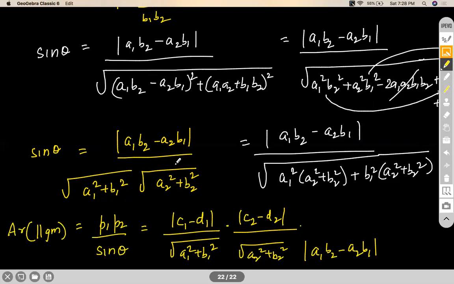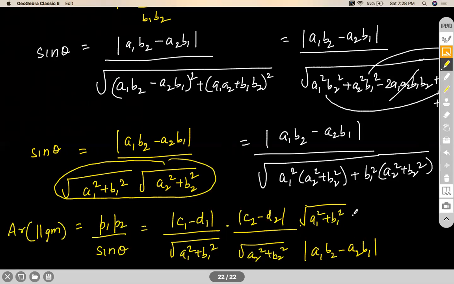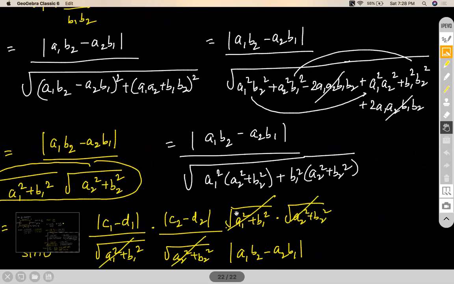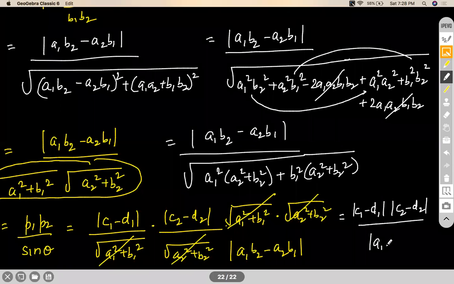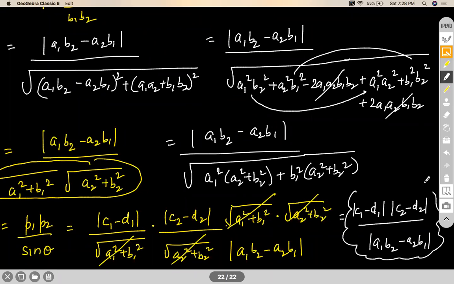And this denominator will go up. So this guy will go up and become under root A1 square plus B1 square into under root of A2 square plus B2 square. So this will happily cancel out with this. This will happily cancel out with this. After so much of effort, we have finally done with our expression, that is mod C1 minus D1 into mod C2 minus D2 by mod A1 B2 minus A2 B1. Just remember this or note this down somewhere. It'll save a lot of time for you.